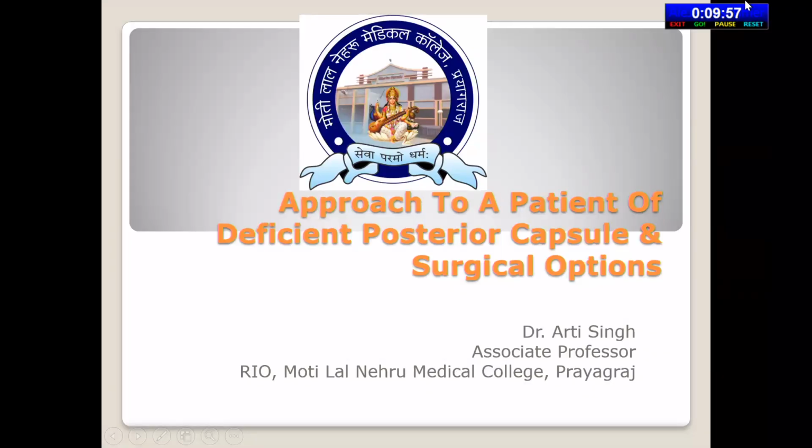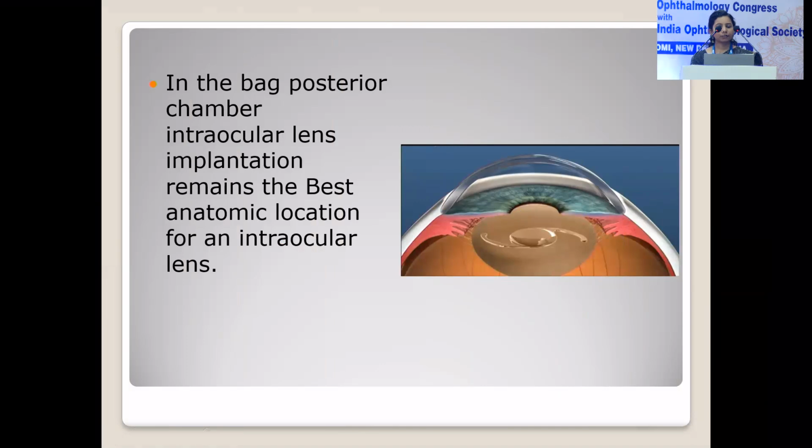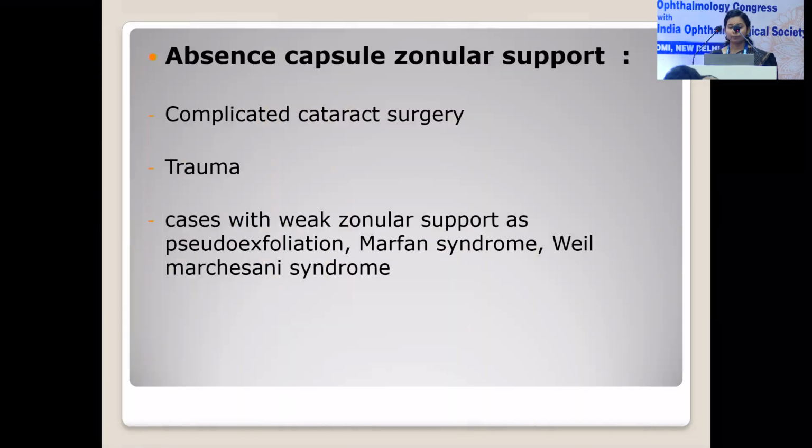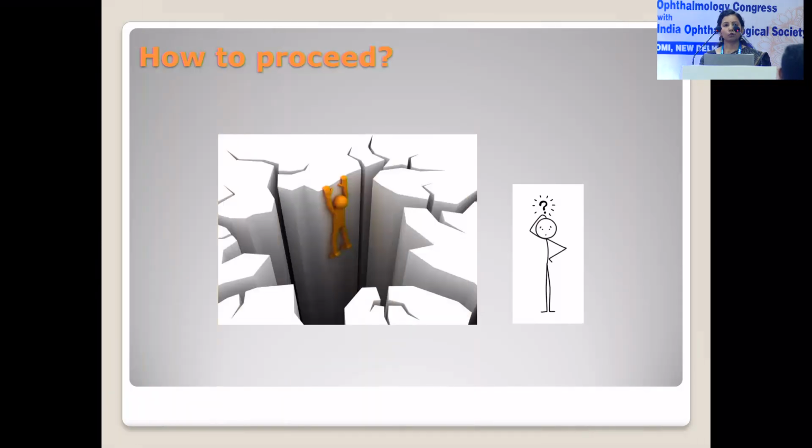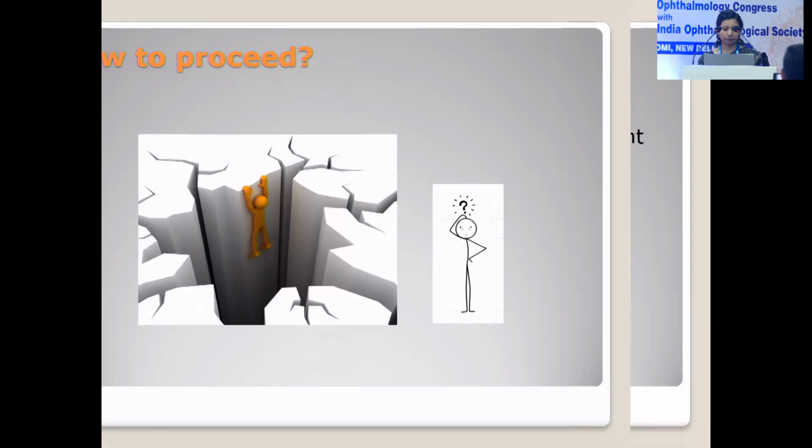So good morning everyone. My topic for my discussion is approach to a patient of deficient posterior capsule and surgical options. As we know, in the bag posterior chamber intraocular lens implantation remains the best anatomic location for an intraocular lens. But there are cases where there is absence of capsular support, like complicated cataract surgery, trauma and cases with weak zonules. So how to proceed in these cases?